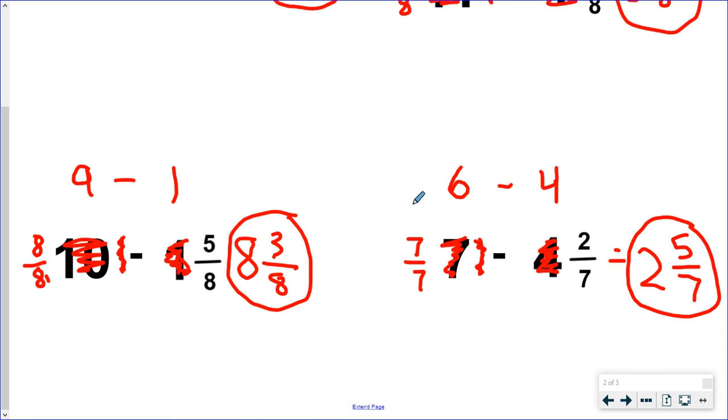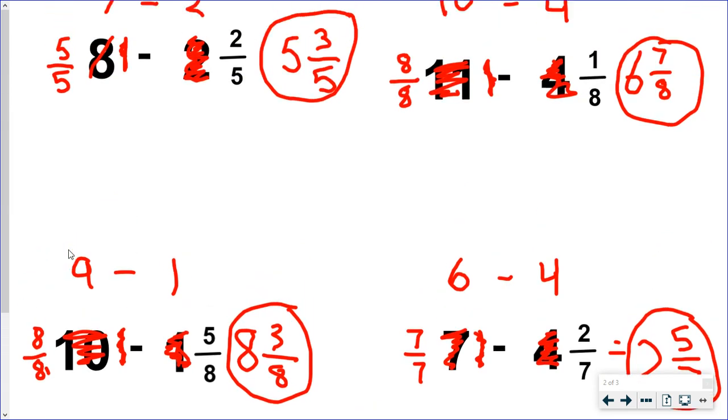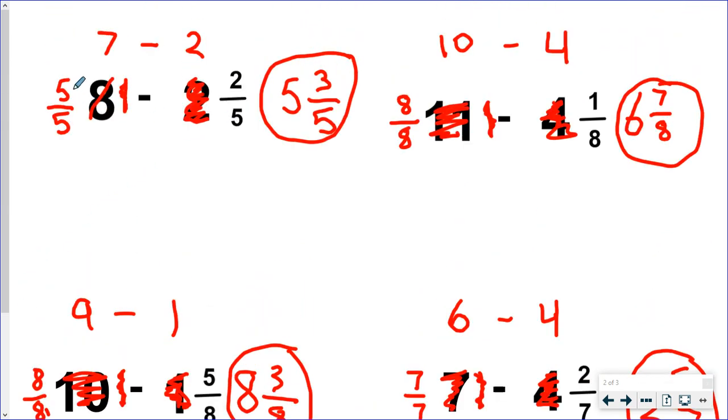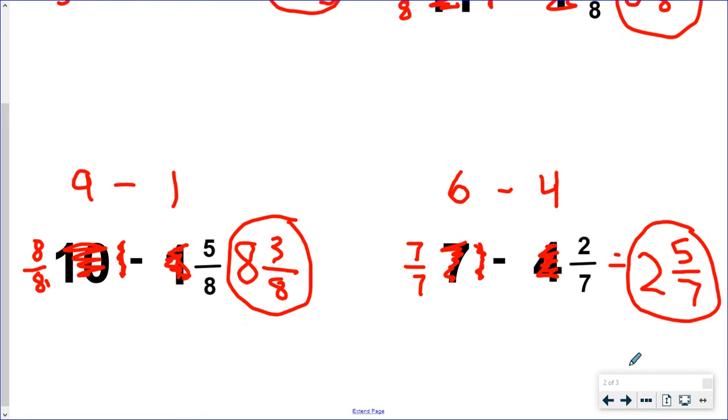So again, the idea here is keep this whole number where it is. You're probably going to have to borrow 1 from this number out here, and then don't forget to subtract these whole numbers up here, and just change the 1 into whatever the denominator is over here. So if this is a 7, change it to 7/7. Since this was an 8, I changed that to 8/8. Back over here, this was a 5, so I changed it to 5/5.